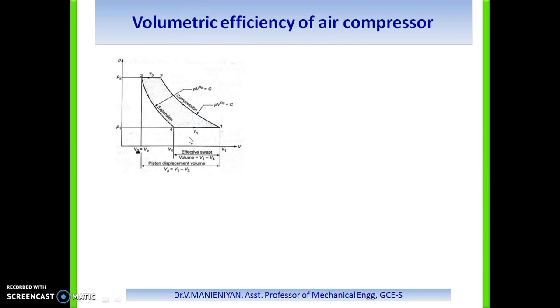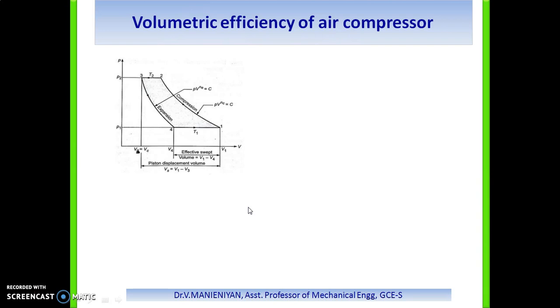In terms of mass ratio, it is defined as the mass of gas delivered divided by the mass of gas which would fill the swept volume at atmospheric pressure and temperature.